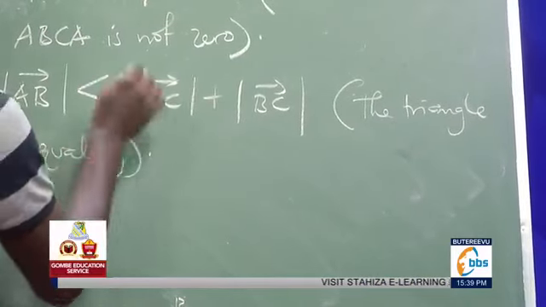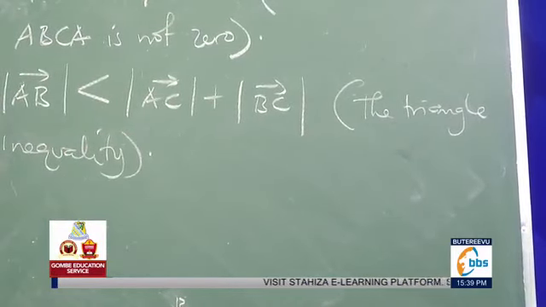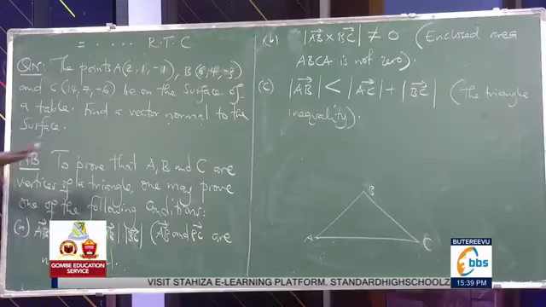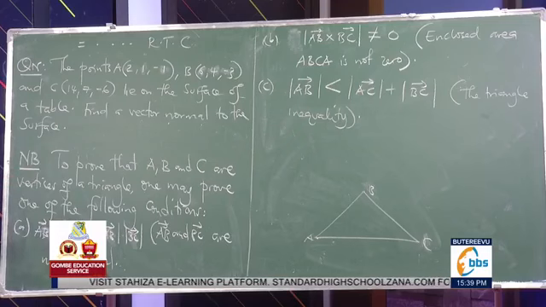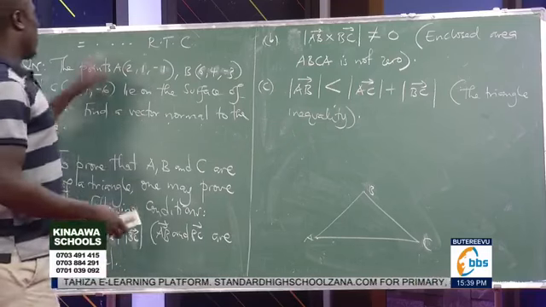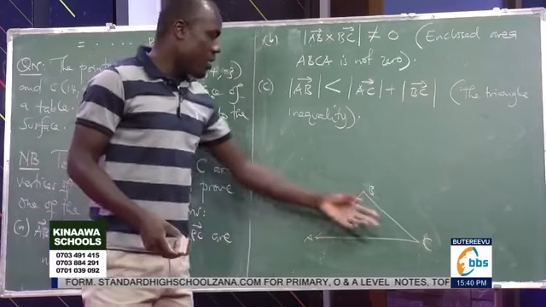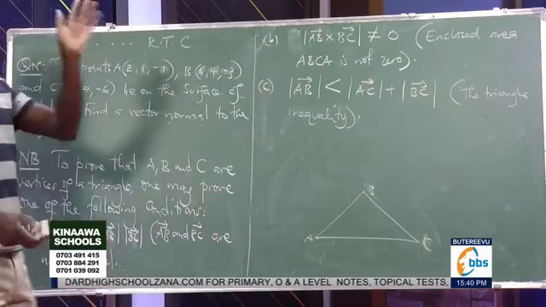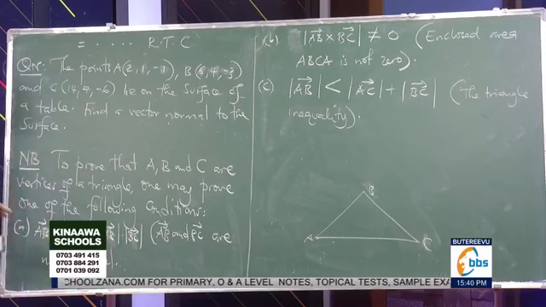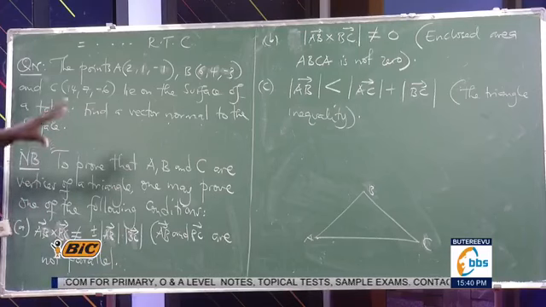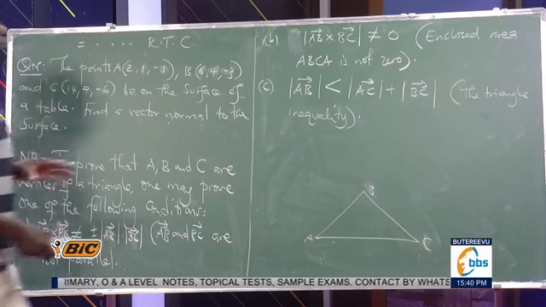At higher levels of mathematics, there are other ways of proving this, but I wanted to use concepts that we are familiar with at this level, because at higher levels you may be required to prove that maybe the vectors OA, OB, and OC are linearly independent and all that kind of thing. I want to use concepts which we have at this level.